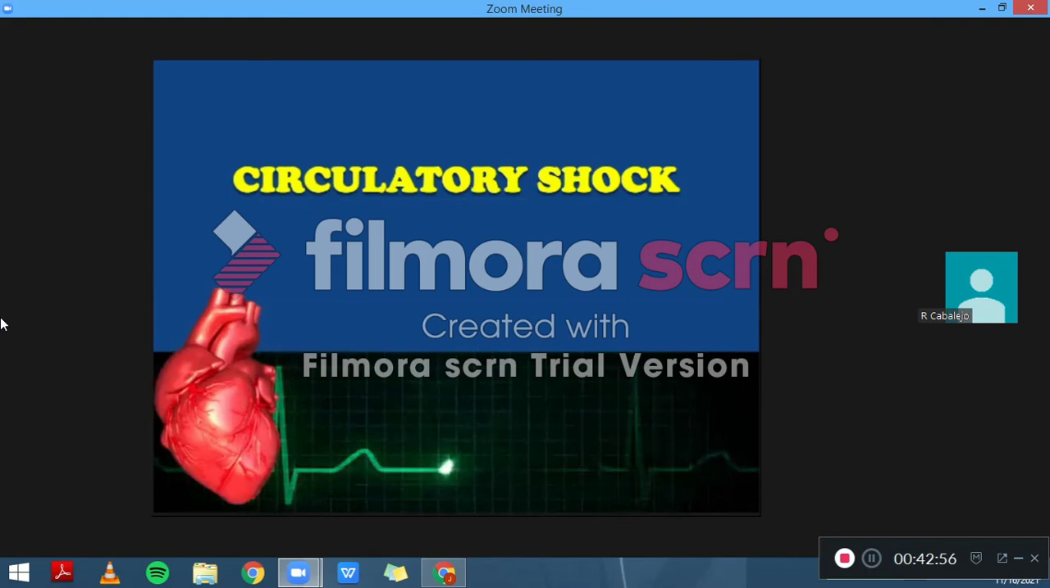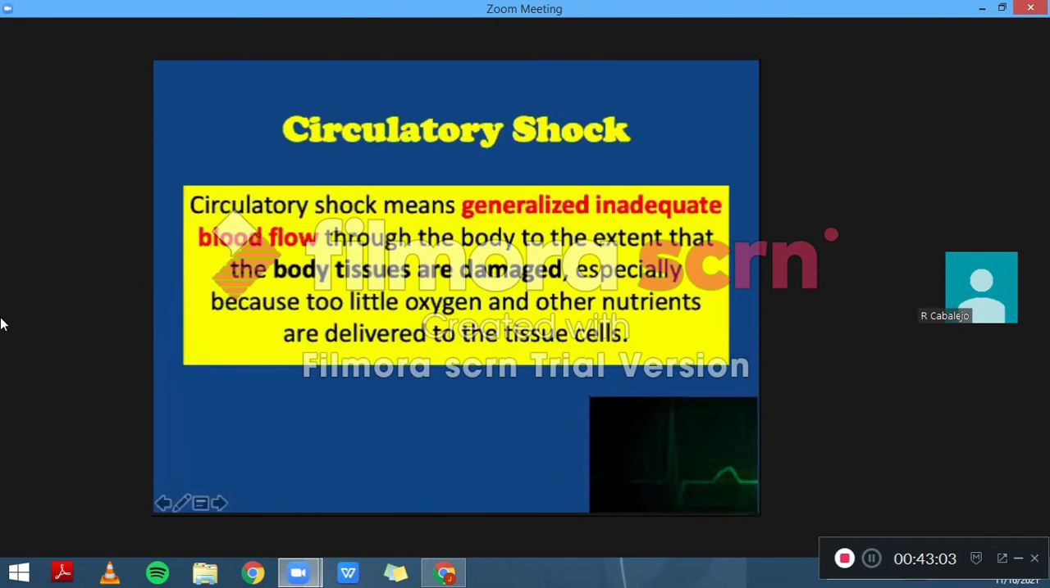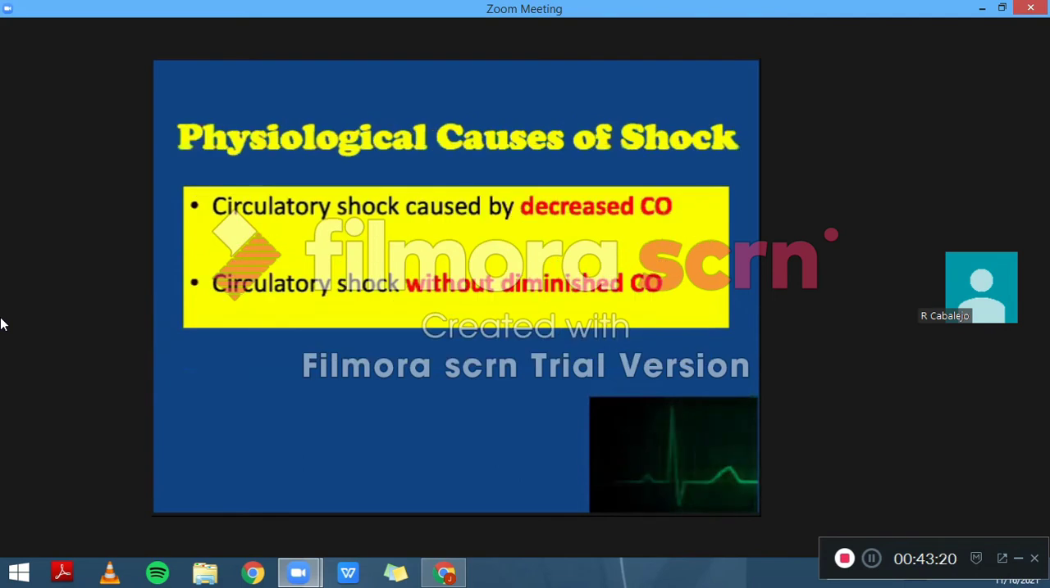Okay, circulatory shock. This is my last topic. So circulatory shock means generalized inadequate blood flow through the body to the extent that the body's tissues are damaged, especially because too little oxygen and other nutrients are delivered to the tissue cells. So there are many definitions of shock.